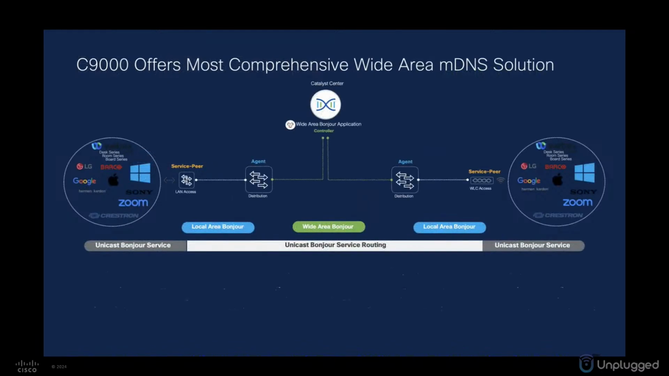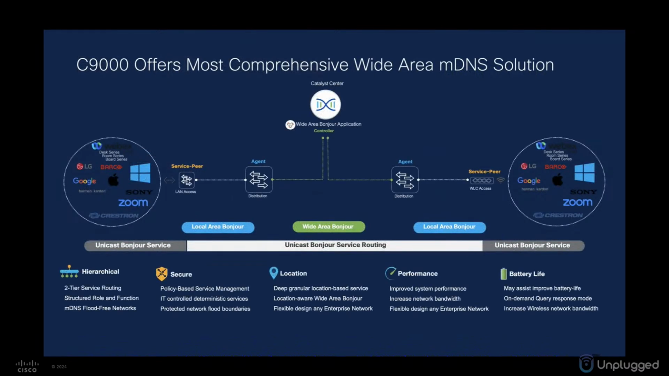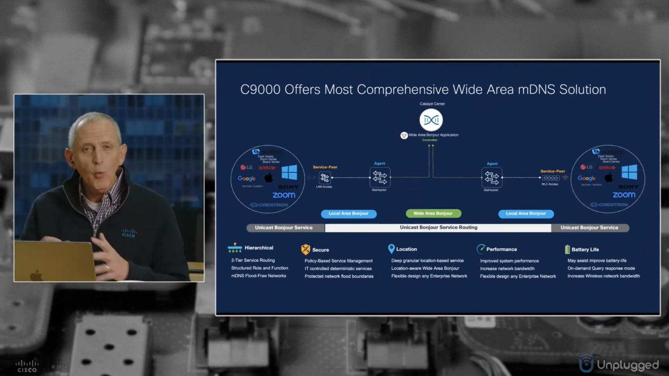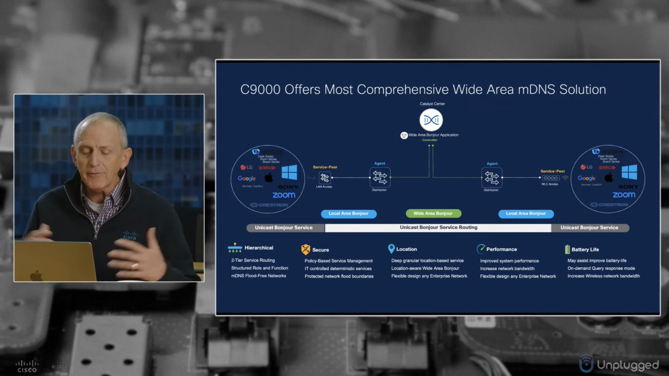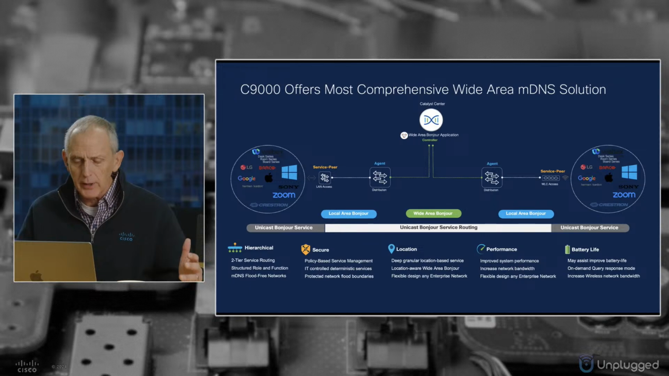All right, so what does that look like? If you're familiar with this in the past, you've probably heard of it as the wide area Bonjour gateway or the wide area mDNS solution. There are really 3 layers to this. The first layer is the service peer. By the way, you can take any one of these layers by themselves. You don't have to have all 3 layers, but you can have up to 3.